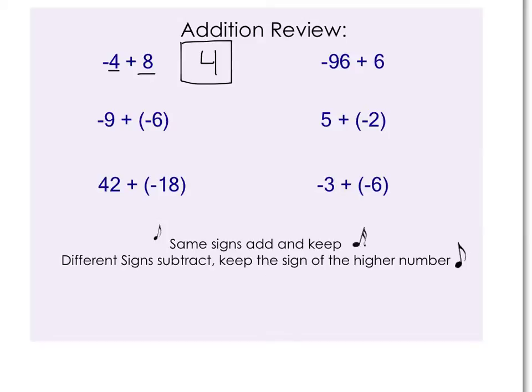Well, let's go across here to -96 plus 6. These are, again, different signs. So I'm going to subtract. I get 90. Oops, I'm sorry, 90. And since the higher number is negative, we will have a -90.